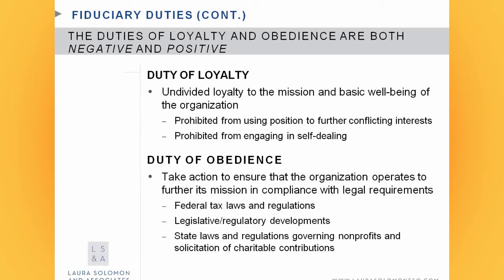Again, it's built into state laws governing conflicts of interest, but we also see it filtering all the way up to the federal level, in as much as there are excise taxes to enforce the rules and regulations, and now disclosures on the 990. And finally, there's a duty of obedience. And this one, again, to me is very common sense, but important. And that is, directors and officers are obligated to make sure that the organization operates in a way that is in furtherance of its mission and in compliance with legal requirements.